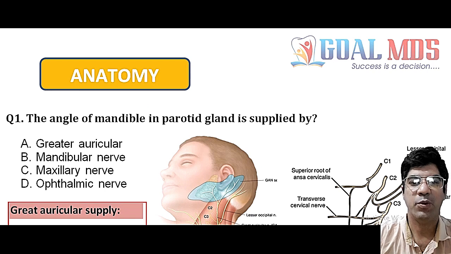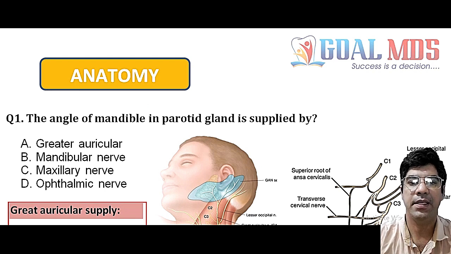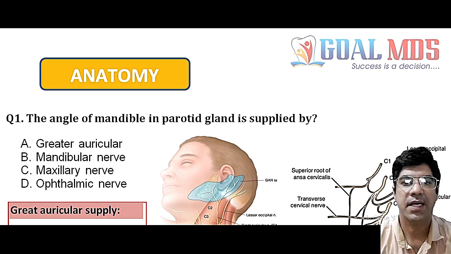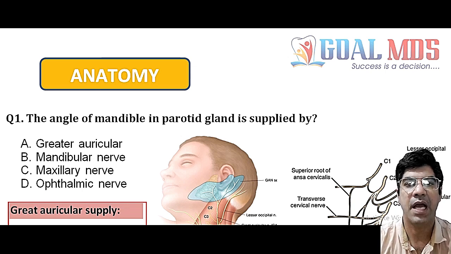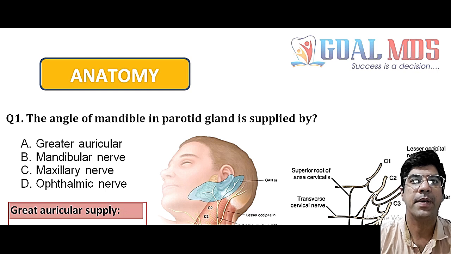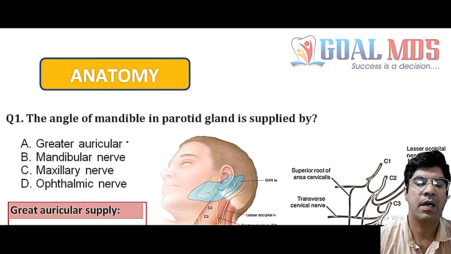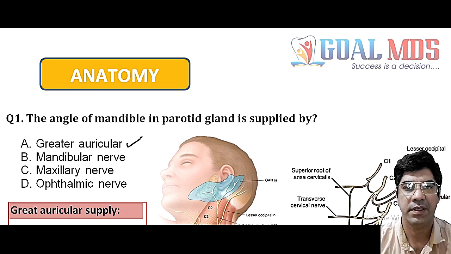So hello guys, our today's subject is dental anatomy. Let us discuss the MCQ on the subject anatomy. The first question is: the angle of mandible and the parotid gland, it is supplied by. Well, it is supplied by the greater auricular nerve.